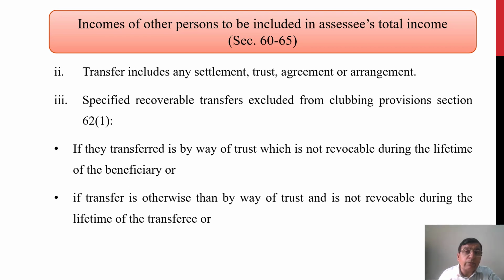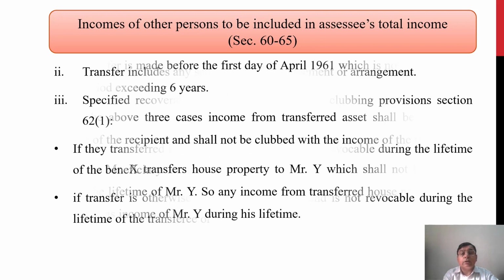In the above cases, the transferred value of the asset will be included into the total income of the assessee at the time of calculation of tax. But if the transfer is through a trust and it is not revocable during the lifetime of the trust, then it will be treated as a valid transfer. And if the transfer is otherwise by way of trust and is not revocable during the lifetime of the transferee, then in that case also it will not be treated as part of the assessee's income.